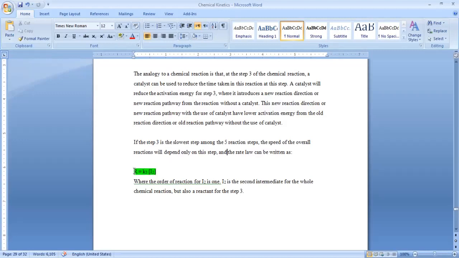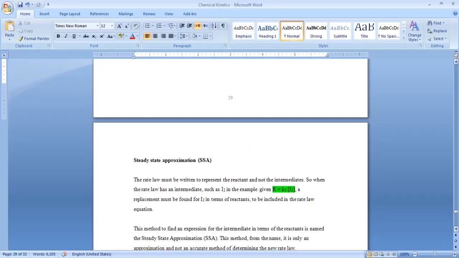Okay, and assuming that the order of I2 is 1, therefore you get R equals K3 times I2, the intermediate. This is a very simple model, but we are simplifying so that the mathematical derivation is simple. Therefore, if stage 3 is the slowest step, the speed of the overall reaction will depend only on this step, and the rate law can be given as this one here.